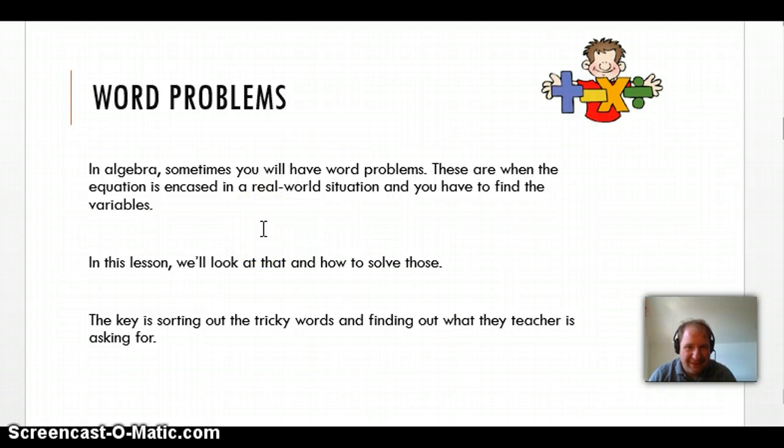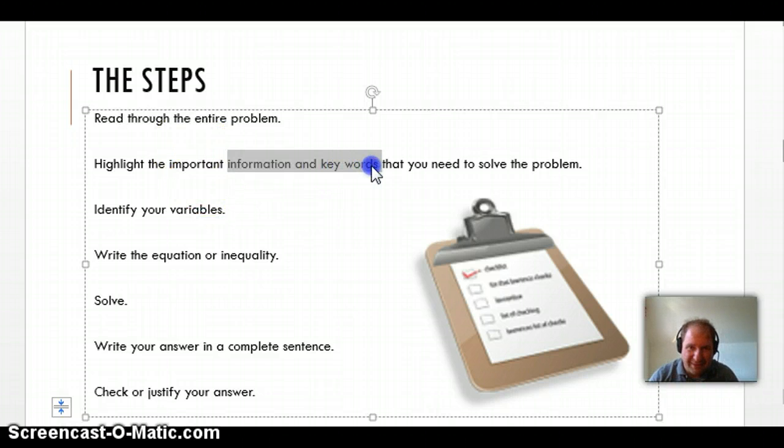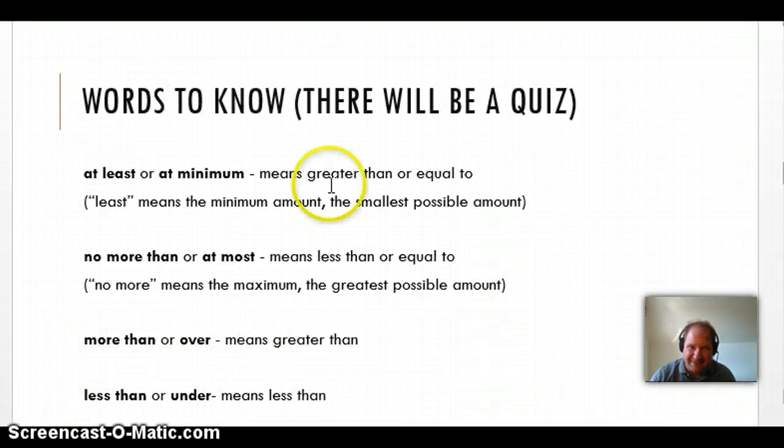So word problems, you'll find some real-world situations. The key is sorting out the tricky words and finding out what the teacher is asking for. So what you have to do is read the whole thing. Don't be afraid if you don't understand all the words. Just read the whole thing. Some words will be more important, some key words. They'll show you whether to add, subtract, multiply, or divide. Variables, remember, are the things you don't know, sometimes the things you have to find out. So your X, Y, or C. Write it out, then you can solve it. A lot of times the teachers will ask you to write your answer in a complete sentence.